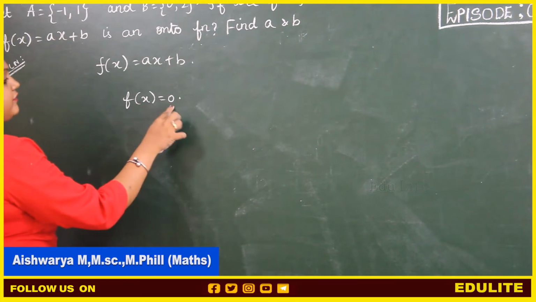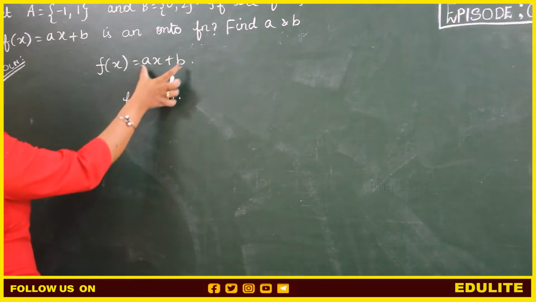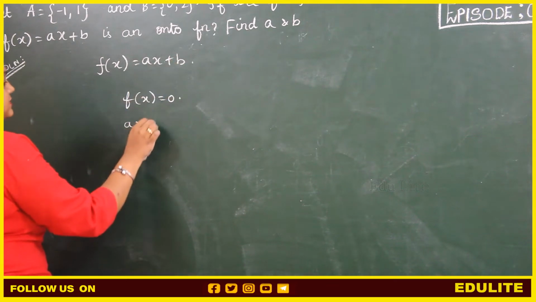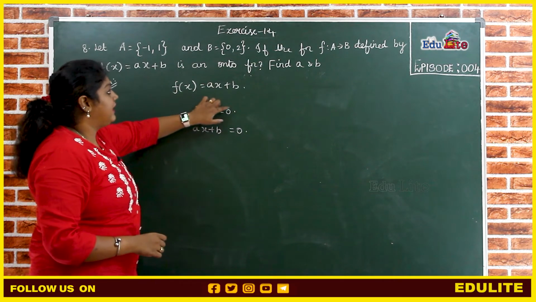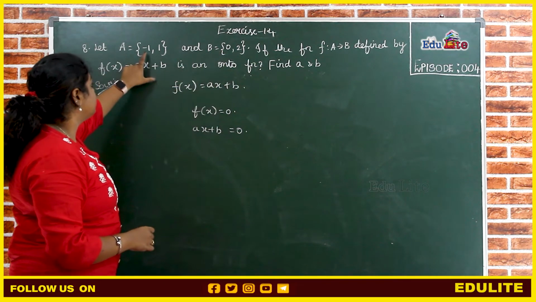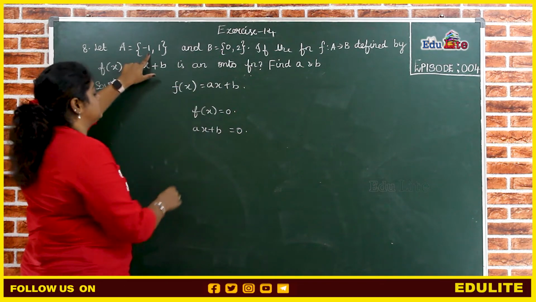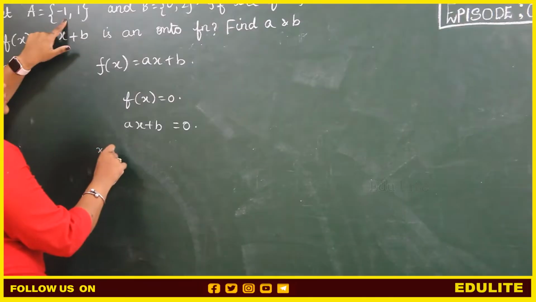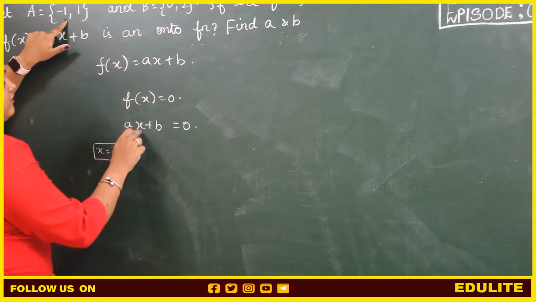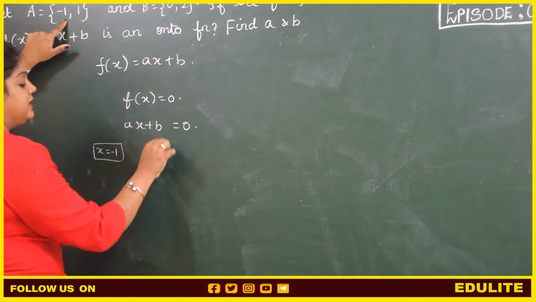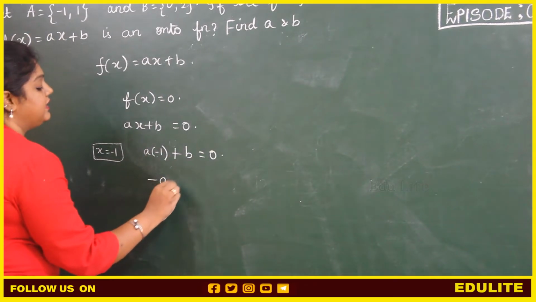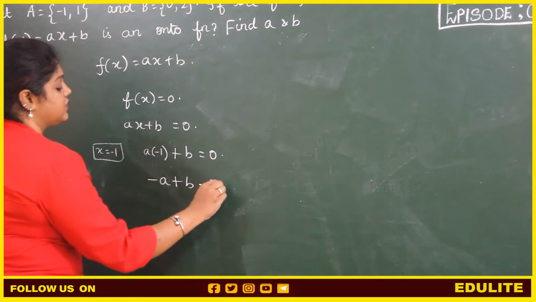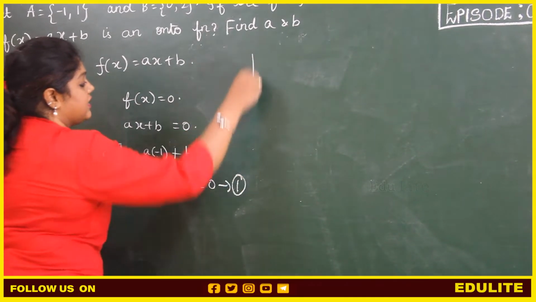So, we will consider f of x equals 0. The value of f of x is given as ax plus b, which equals 0. First, we have taken the value of y as 0. Similarly, we will take the value of x as minus 1. When x equals minus 1, we substitute a into minus 1 plus b equals 0. So, this becomes minus a plus b equals 0. We will consider this as equation 1.